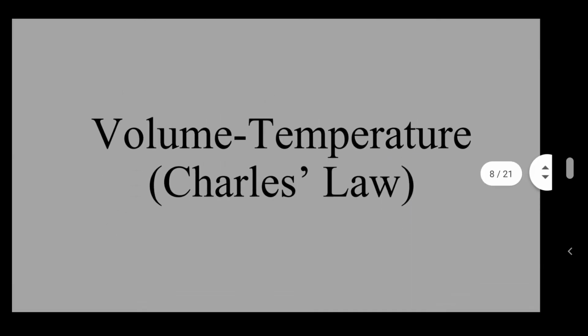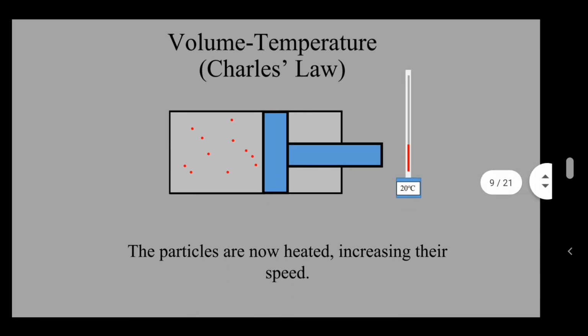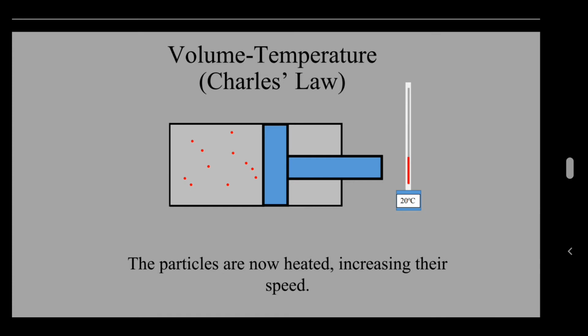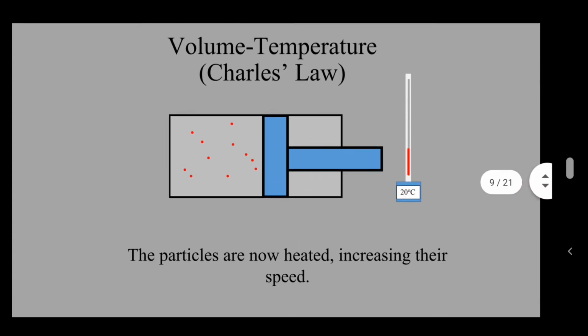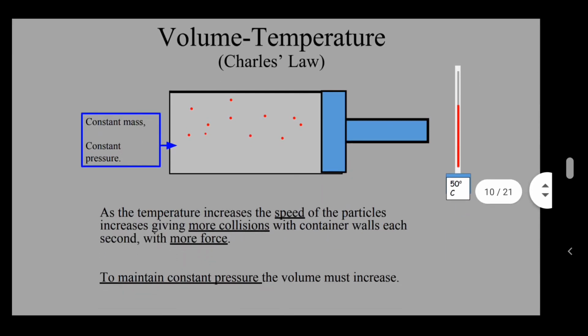Now, what we're going to look at today is the volume temperature law, or what we call Charles's law. Now, this is an example of Charles's law. We've seen this before. The particles are in red, and when you have something at like 20 degrees, or I guess 293 Kelvin, they have a certain speed. So when they have a speed, they will obviously hit off the sides. And when they hit off the sides, they'll be exerting some sort of force, which will therefore create some sort of pressure.